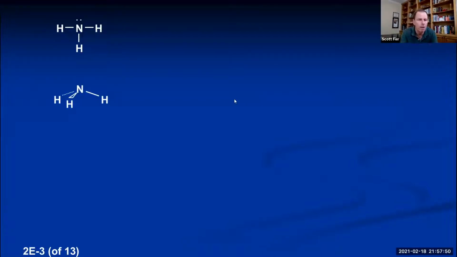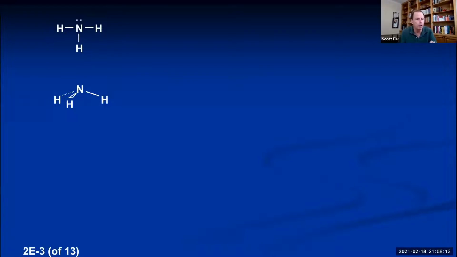I'm essentially drawing a tetrahedron. I'm just leaving the lone pair off, which would be pointing straight up. If you leave that off, the remaining atoms make a little pyramid where the hydrogens are the triangular base, and they're all coming up to the nitrogen at the top. So that's the most accurate drawing we can make of the actual geometry of the molecule.